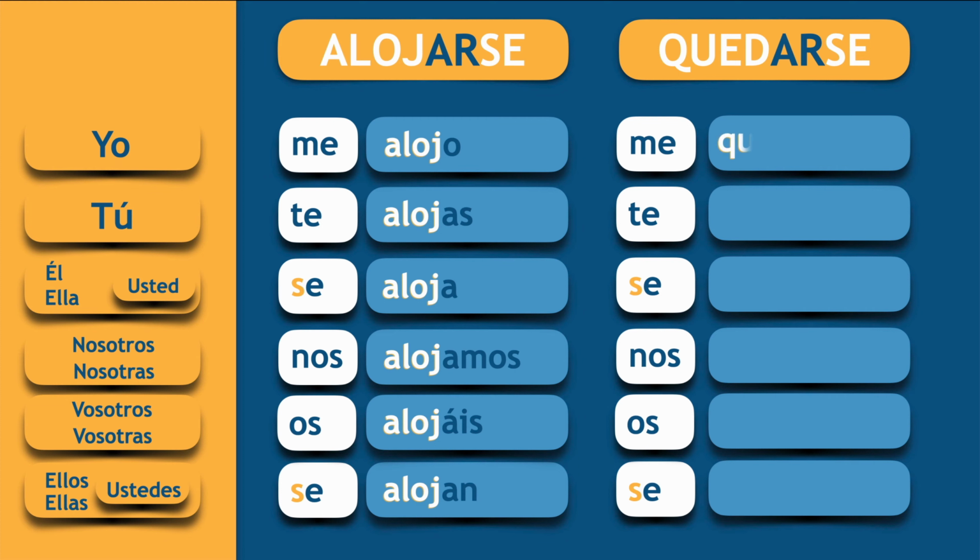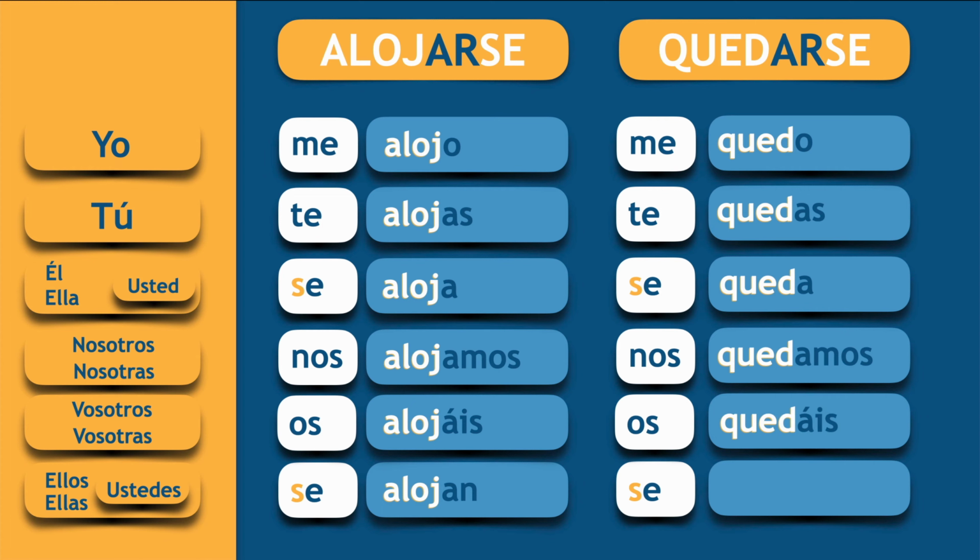Yo me quedo. Tú te quedas. Él, ella, usted se queda. Nosotros, nosotras nos quedamos. Vosotros, vosotras os quedáis. Ellos, ellas, ustedes se quedan.